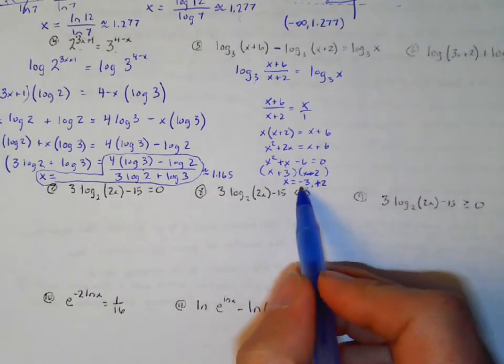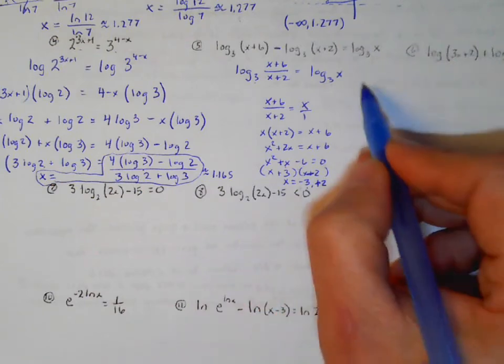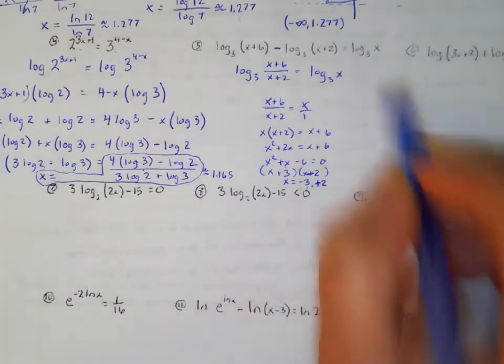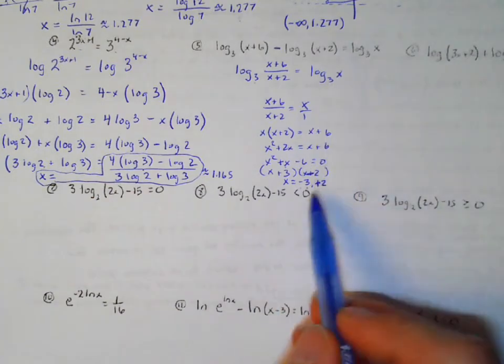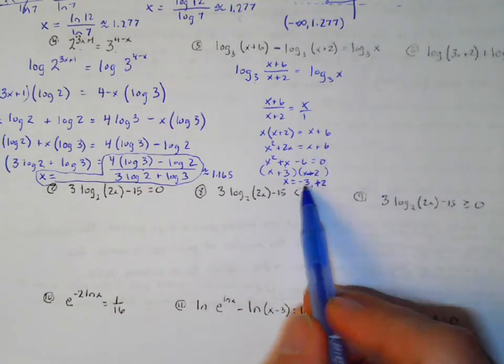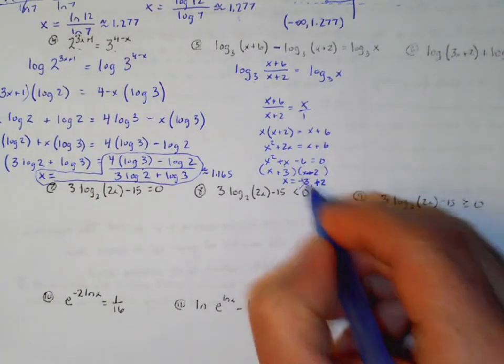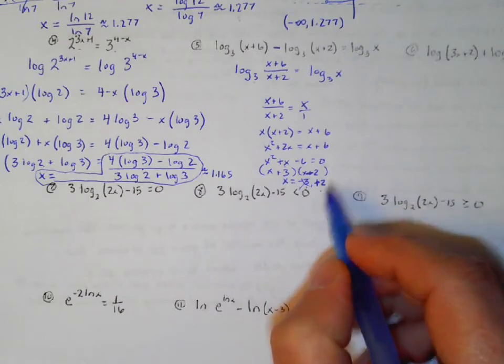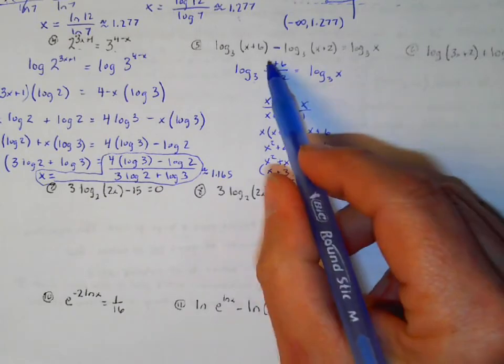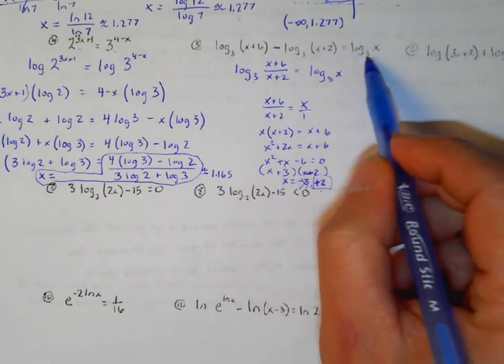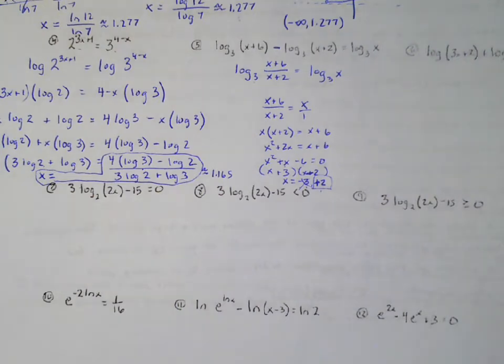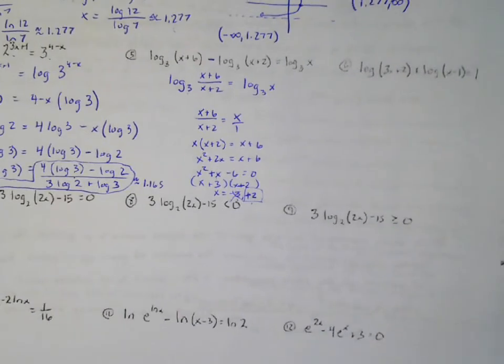Negative 3 is not part of the domain. If you would graph it, negative 3 is not part of the domain. It's not part of the x value, so it can't be an x value here. But 2 does work, so I know that 2 works. You can also just take it and plug it in here and make sure that one side of the equation equals the other side of the equation. Okay, next one.